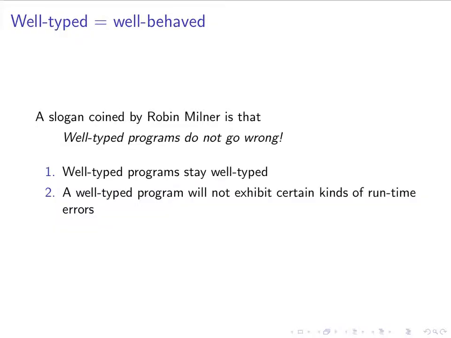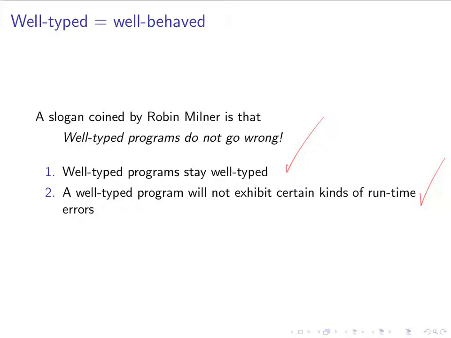In this last section, I'm going to look at what type systems guarantee. There's a slogan coined by Robin Milner, which is that well-typed programs do not go wrong. And there are two things that we would like a type system to satisfy. Firstly, it should be the case that well-typed programs stay well-typed. Secondly, if we have a well-typed program, there are certain kinds of runtime errors that we do not get.